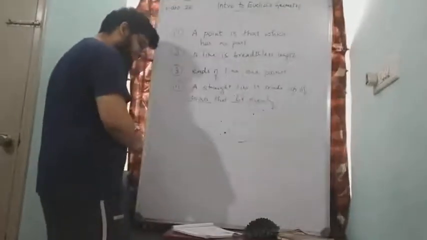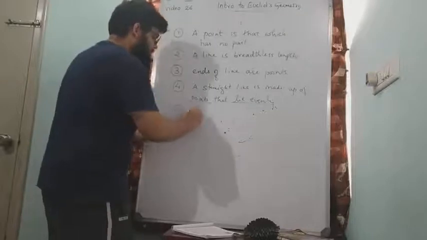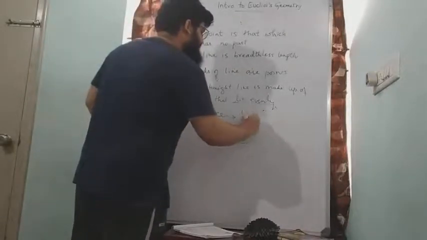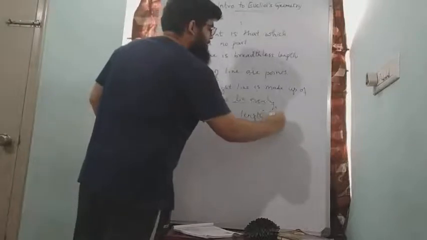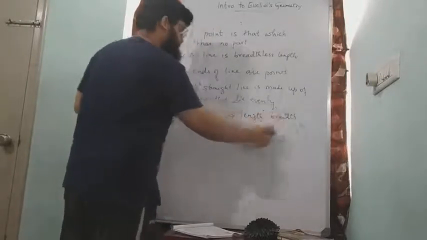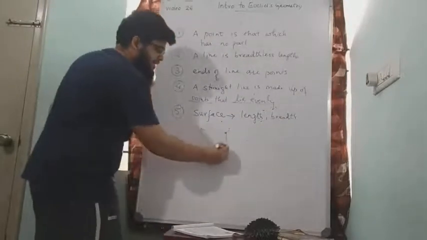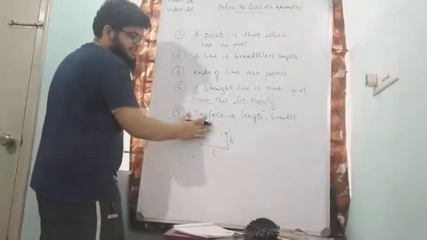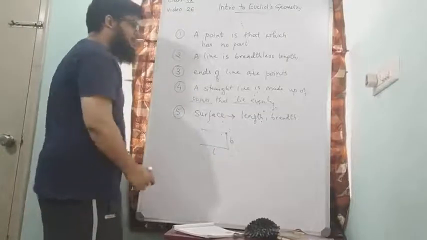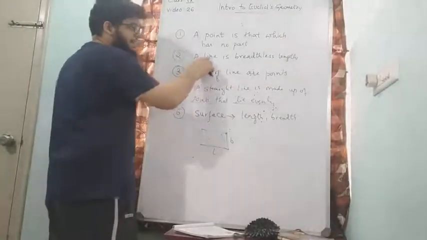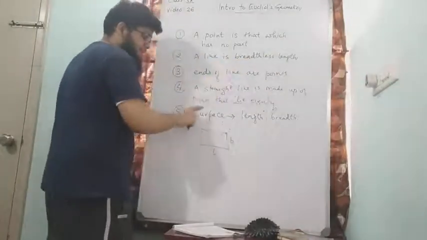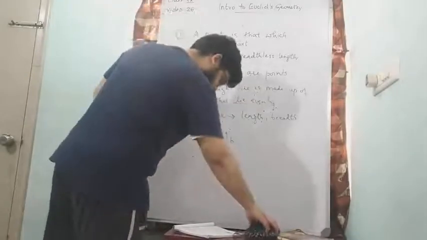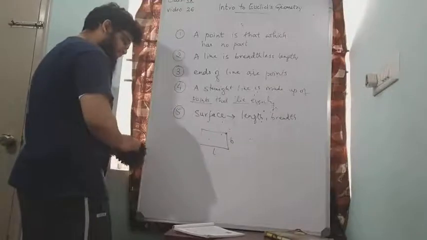And a surface is that which has length and breadth only. So what does a surface mean? Surface means it has length and it has breadth. If I take this surface, this has length and this has breadth. So a surface is a structure that has both length and breadth. But when we speak about a line, it has only length, no breadth. When we speak about a surface, it has both length and breadth. So the edges of a surface are lines.